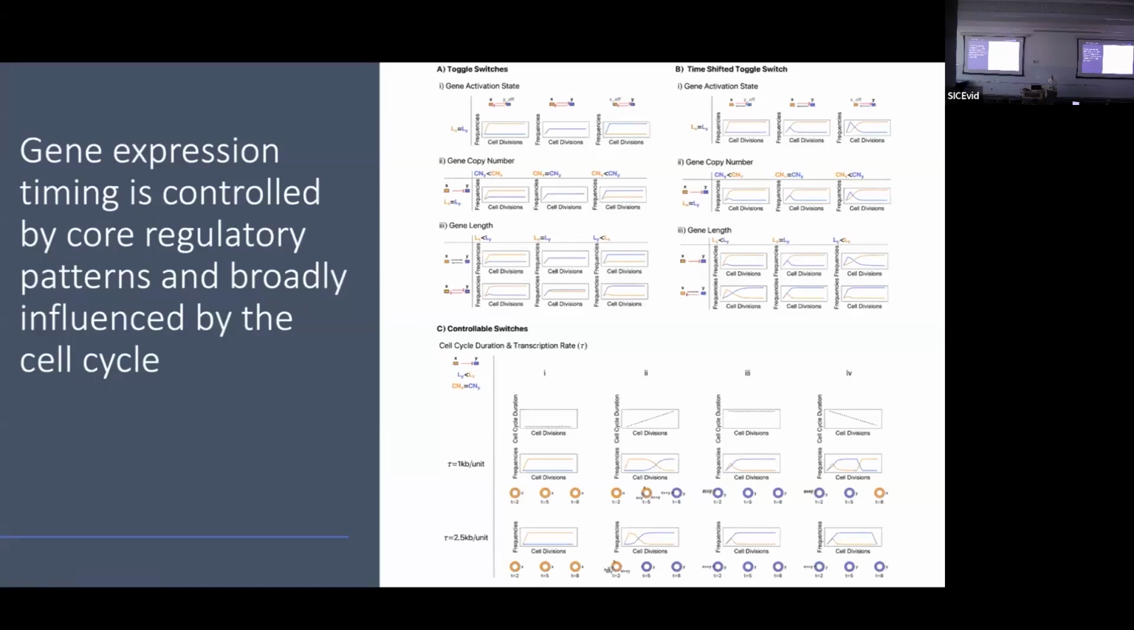And when we looked at the results, we found that there were 3 core regulatory patterns that we could identify. We can group all of the results into 3 core ideas. So one is a toggle switch. Depending on the gene length or the copy number or the regulatory circuit that is present, there's a number of different combinations of parameters that can lead to the same pattern.